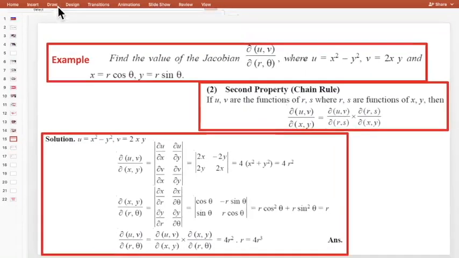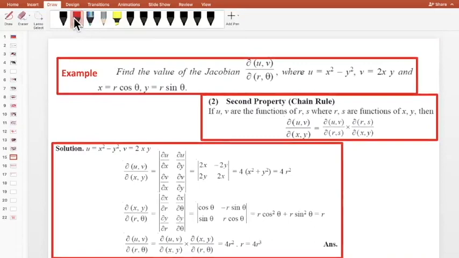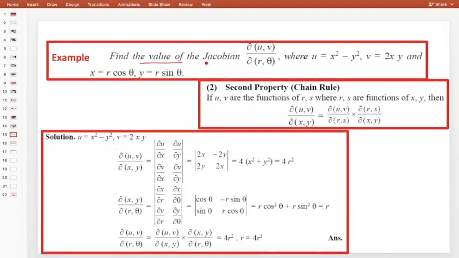Now see, they are asking to find the value of the Jacobian del uv upon del r theta. U is given this one and v is given this one, and just see they are asking about u with respect to r, but u is not given in terms of r, right? But here yes, there is the chain rule. X is given, so first we have to differentiate u with respect to x and then x with respect to r. In a similar way, u with respect to y and y with respect to r.